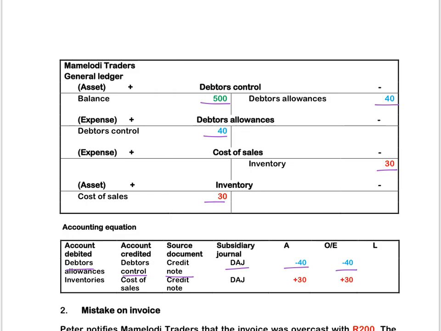For the second double entry, you will show that the inventories were returned, so your asset increased with the cost price of 30 Rand. Cost of sales is credited because you want to decrease the expense for cost of sales. If you decrease the expense, your profits will increase, therefore your owner's equity will increase with a cost price of 30 Rand. You will issue a credit note and it will be recorded in the debtors allowances journal.